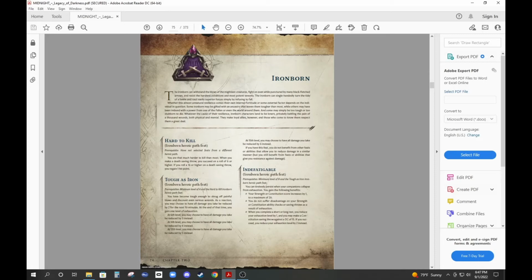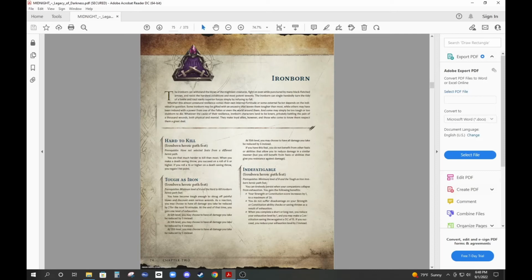Whether this almost unnatural resilience comes from their own internal fortitude or some external factor depends on the individual in question. Some Ironborn may be gifted with an ancestry that leaves them tougher than most, while others may have been imbued with a power from one of the fallen or even the world around them, and some may simply be too tough or too stubborn to die.